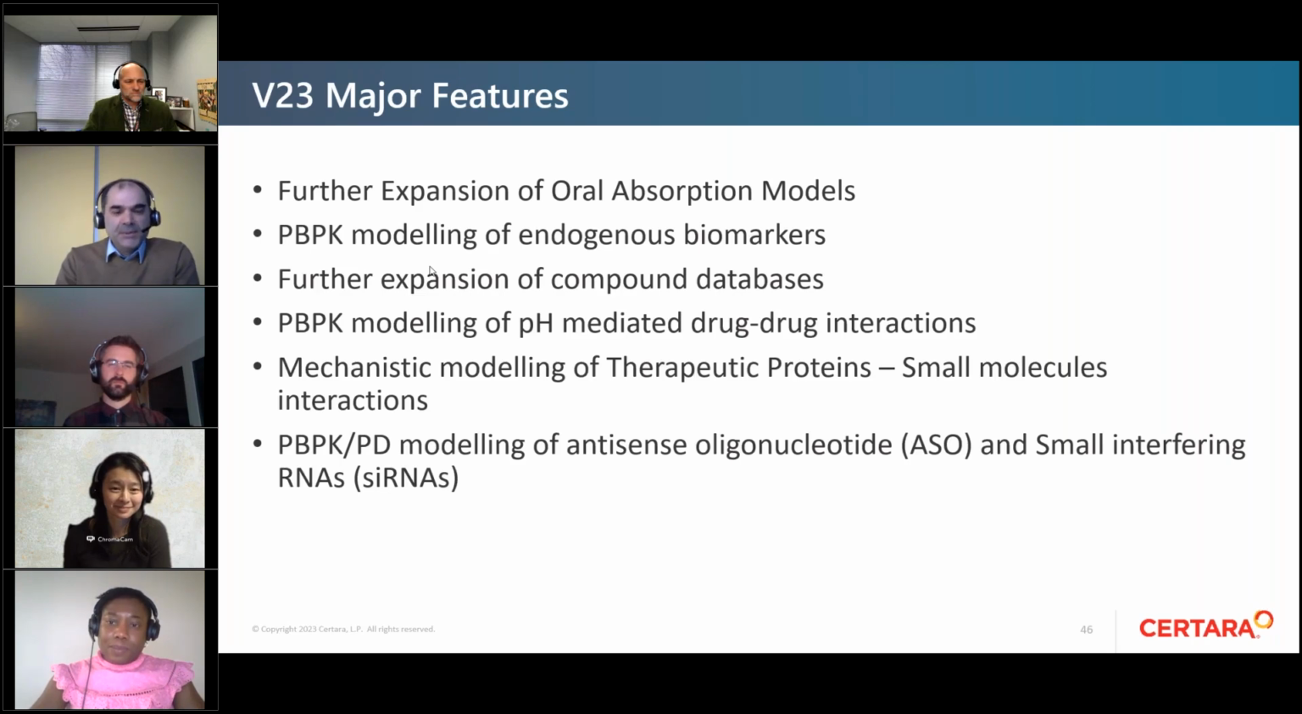Yes, it is possible. And there are several cases that Jean showed where more than one enzyme is involved. So you have 3A4, 2D6, 2C9. And in another case that she showed, rifampicin is inducing a number of different enzymes, and we can incorporate them. So, Jean, if you want to expand on that, please.